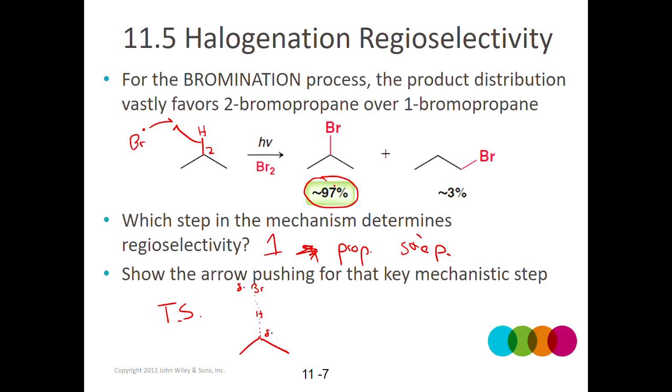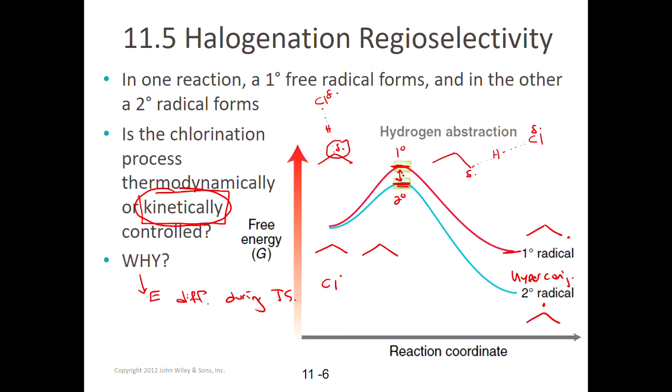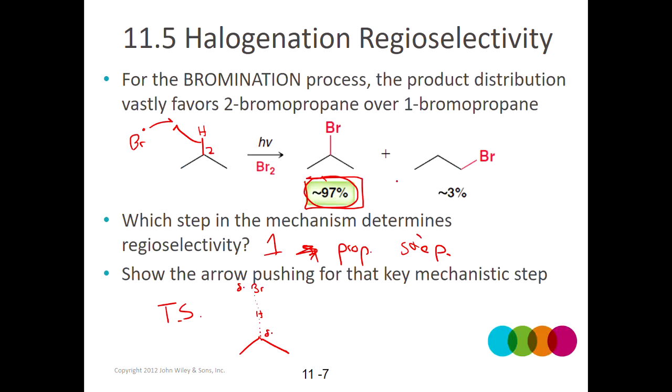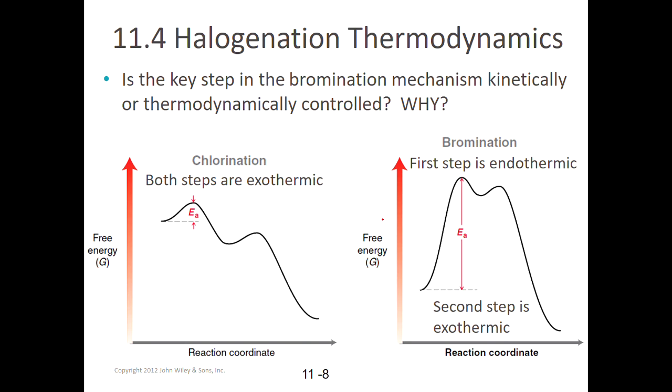So if the bromine is much more selective and reacts almost exclusively at the secondary position, that must mean when I'm dealing with bromine, the energy gap here is bigger than the energy gap when I have chlorine. And the reason for that has to do with the Hammond postulate. So again, we're talking about kinetics. We're talking about the pathway that the reaction goes through.